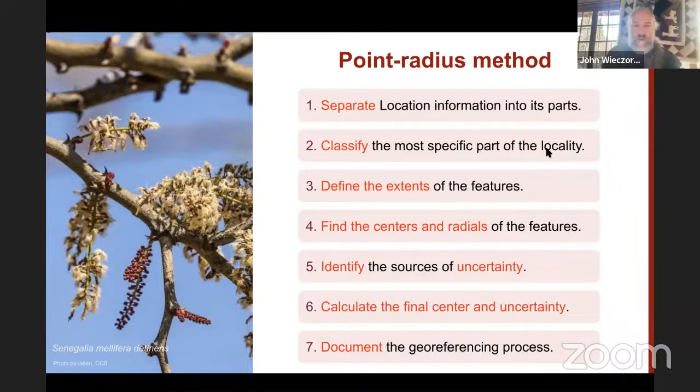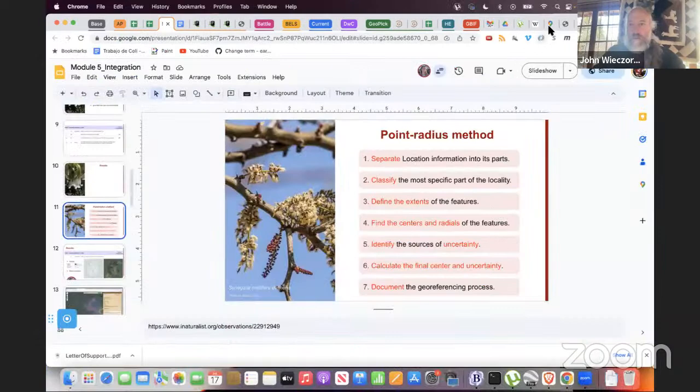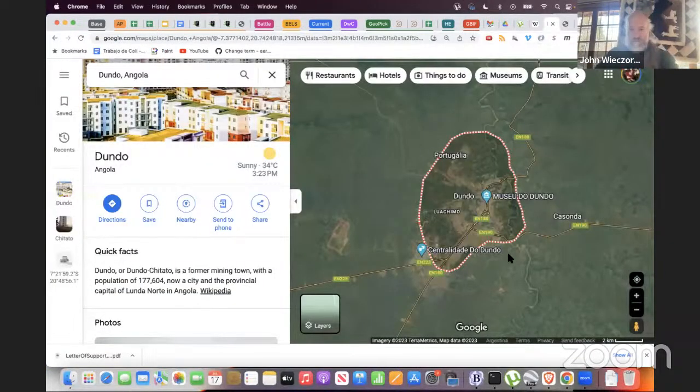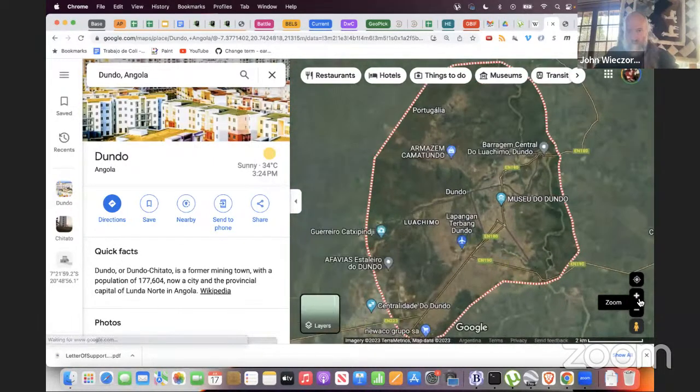It is Dundo. Now, we need to define the extents of that feature. Happily, Google Maps did that for us by providing a polygon. Now we need to find the center and radial of Dundo. That's our step 4. To do that, let's go to Google Maps because it was nice enough to give us this polygon. And I'll expand that to as big as I can to do the drawing.